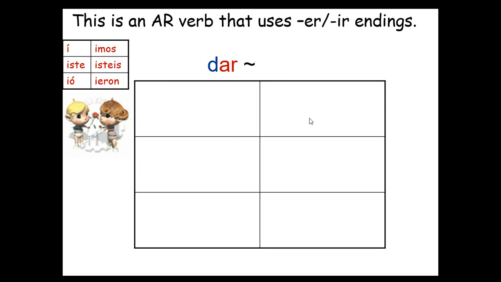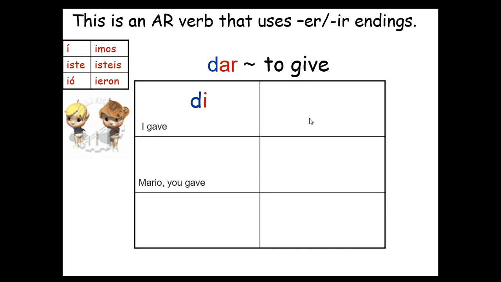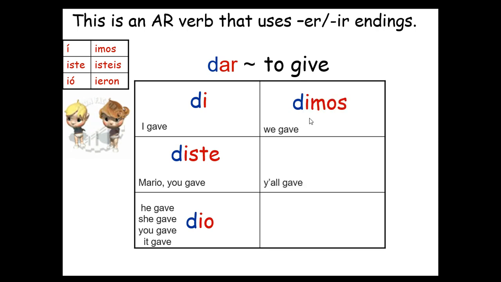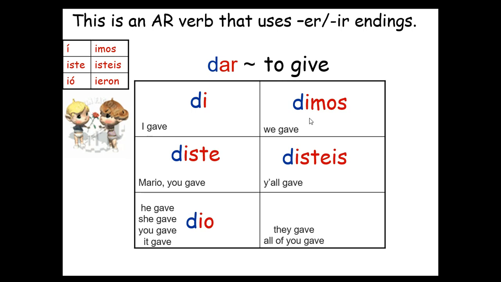Dar is an AR verb that thinks it's an ER-IR verb in the preterite tense. ¿Cómo se dice dar? To give. So to say I gave, again, you just take off the AR and you're going to add your ending to the D. Di, no accent. Mario, you gave, diste. He, she, you, or it gave, dio. Again, no accent mark on this one because it's irregular. We gave, dimos. Y'all gave, disteis. And they gave, or all of you gave, dieron.